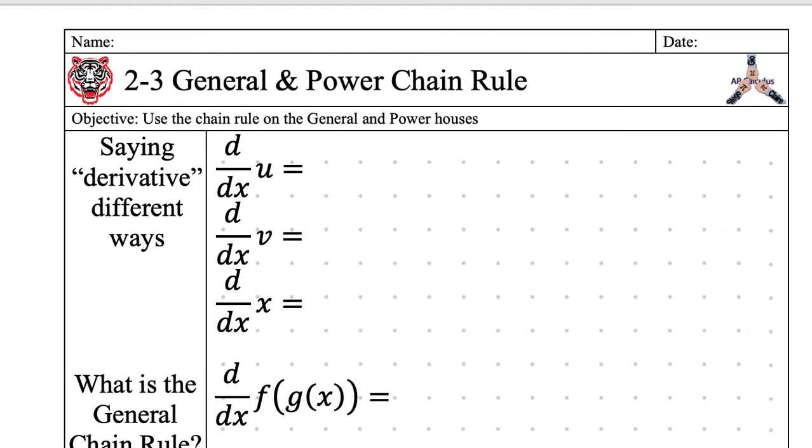All right, we are in pre-calculus, doing AP calculus work. Lesson 2-3, general power chain rule. Objective: use the chain rule on the general house and power house. Just general house and powerhouse.